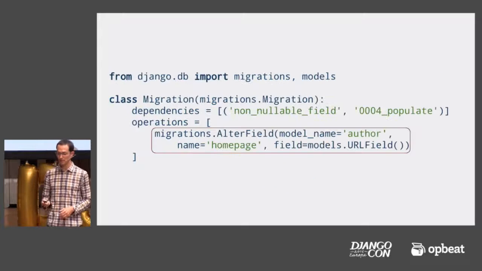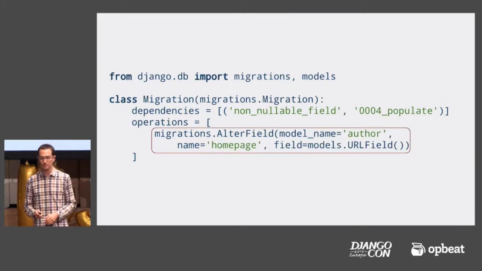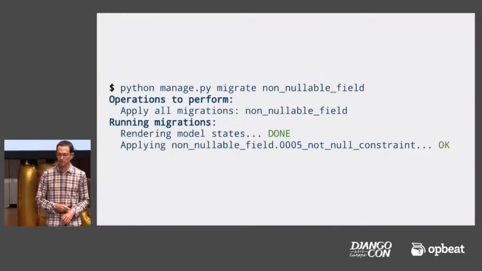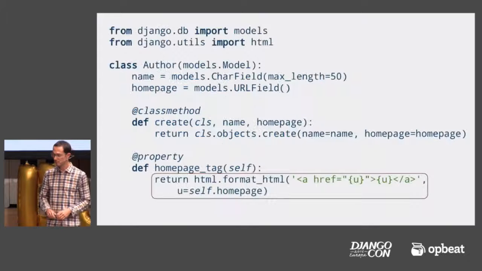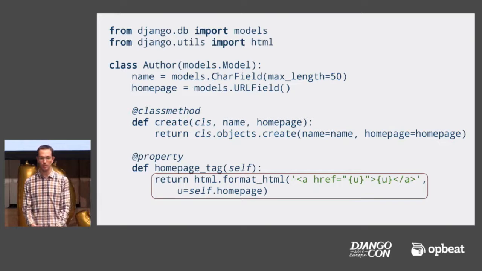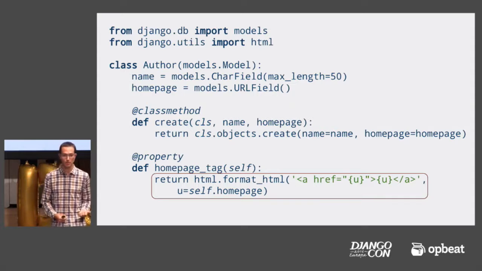Everything's fine. This is what it looks like. We have an author field that changes the URL field to one with null equals false. Applying the migration, and if you didn't make any mistakes, that works. Now that we know that every author has a homepage defined, we can get rid of some dead code that's not ever going to be executed. So clean up after yourself.